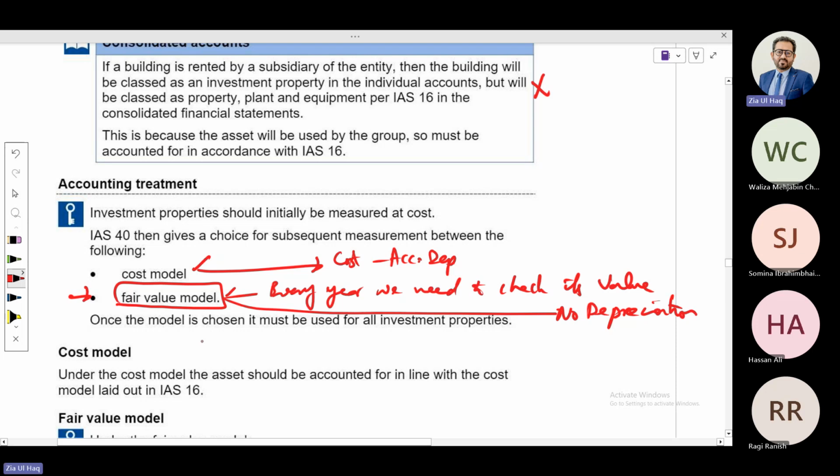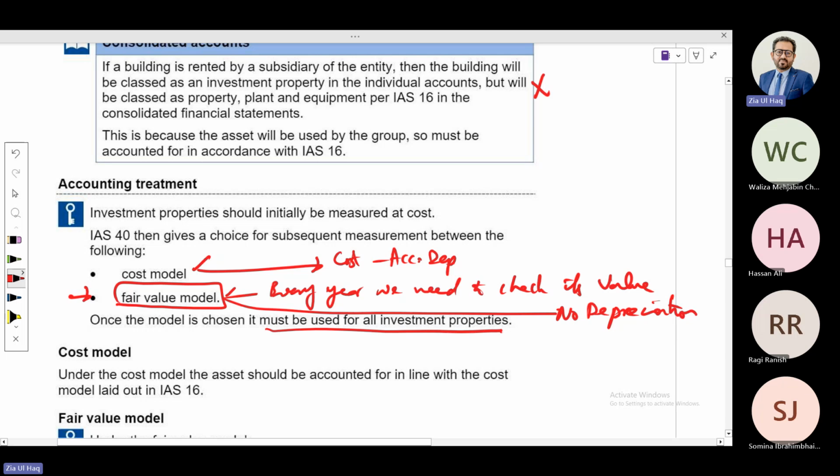So once the model is chosen, it must be used for all investment properties. If we are recording one investment property on cost model, all investment property should be recorded on cost model. If we have chosen to record one investment property on fair value method, if we are having 7 investment properties, all should be recorded on fair value method.